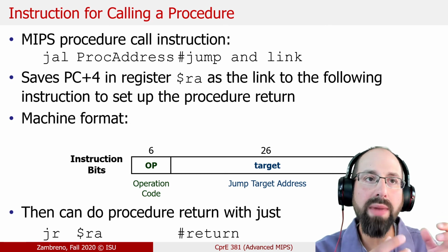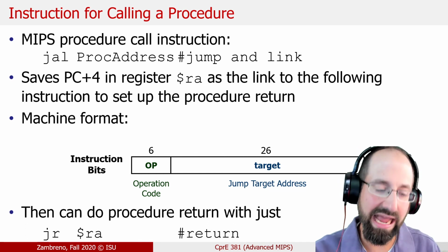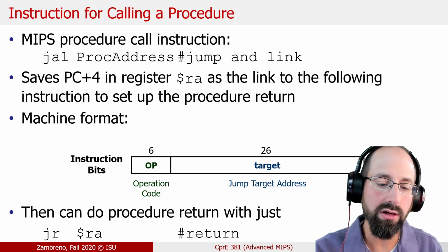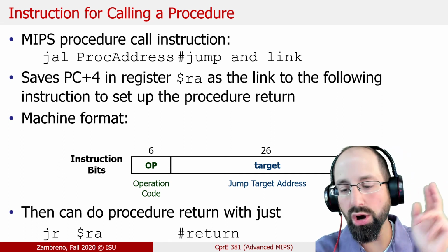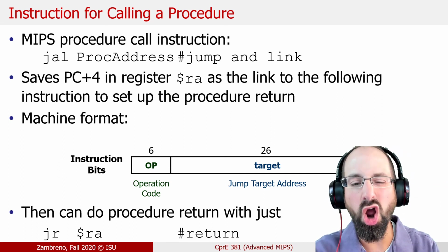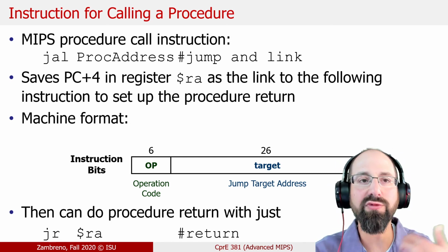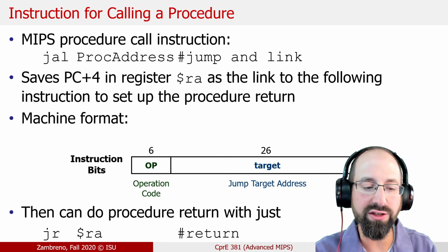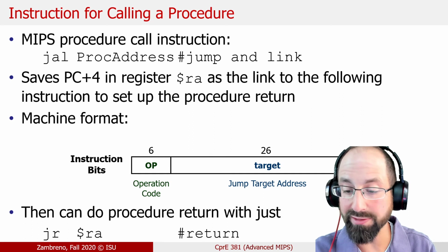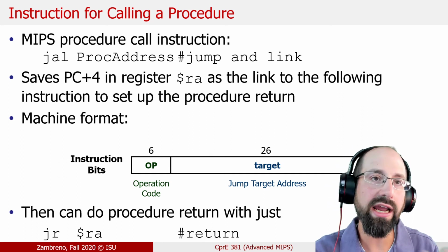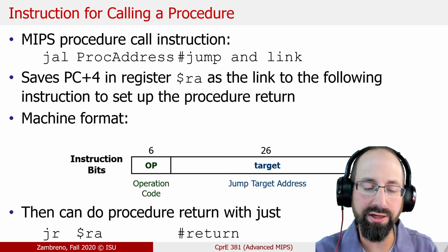So this is the jump and link instruction, which does a jump. It acts exactly as a jump. It replaces the program counter with the target program counter encoded in the instruction. But it also overwrites the value in the RA register, the return address register, as the link to the following instruction to set up for an eventual procedure return. So this is the ISA now. This is something that architecturally we also have to implement. The RA register is register 31, I believe, if you look at the green card.